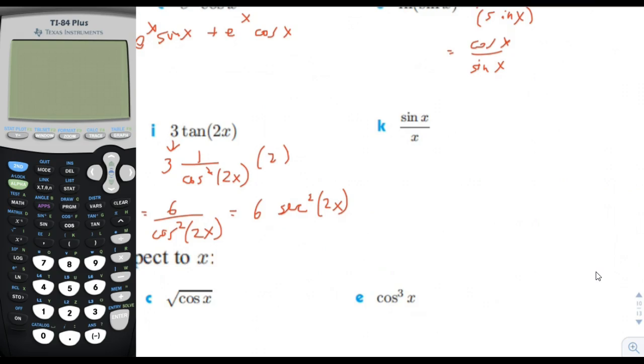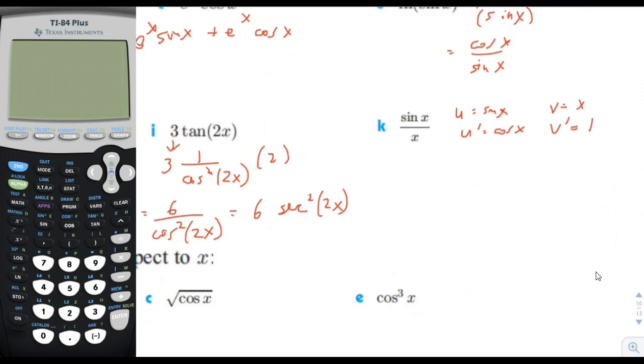Okay, sine of x over x. So this could be treated as a quotient or a product. Let's do it as a quotient because I think we did one before where we treated it as a product. So u is equal to sine of x. V, which is the denominator, is x. So u dashed is equal to cosine of x. V dashed is equal to 1.